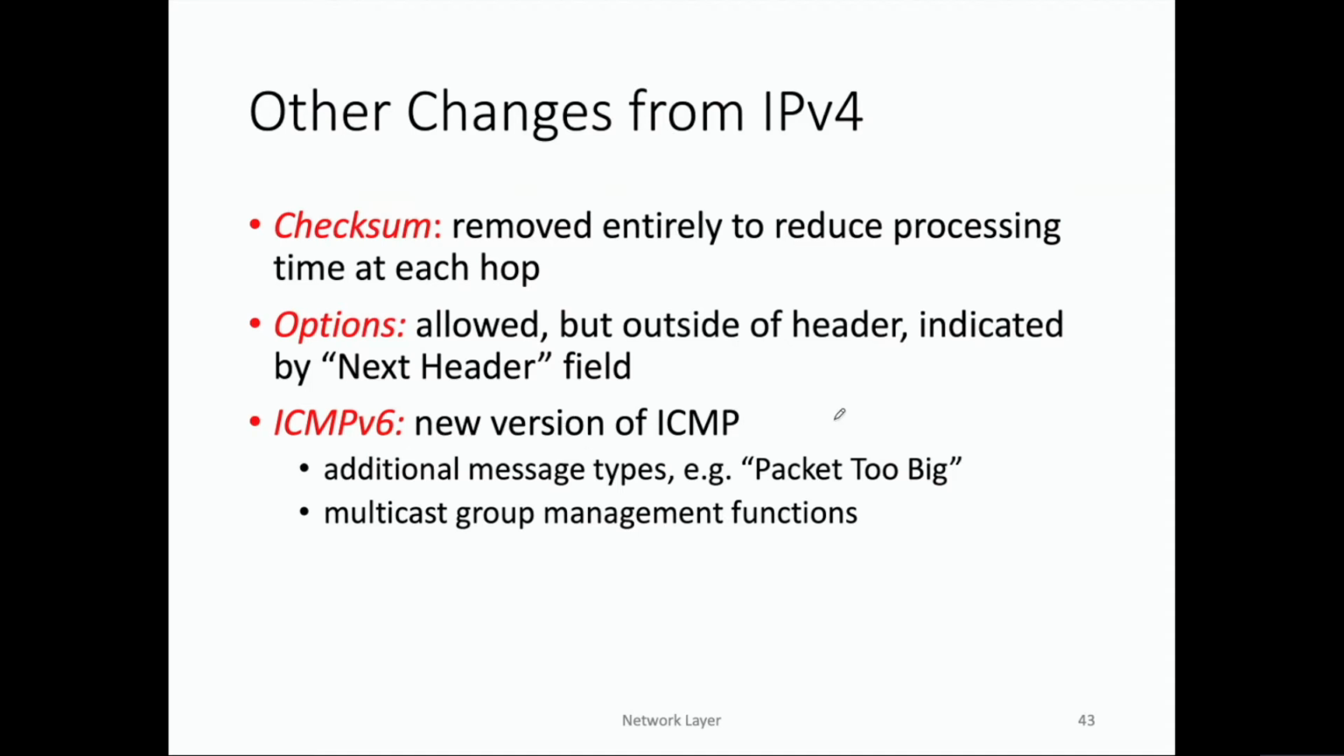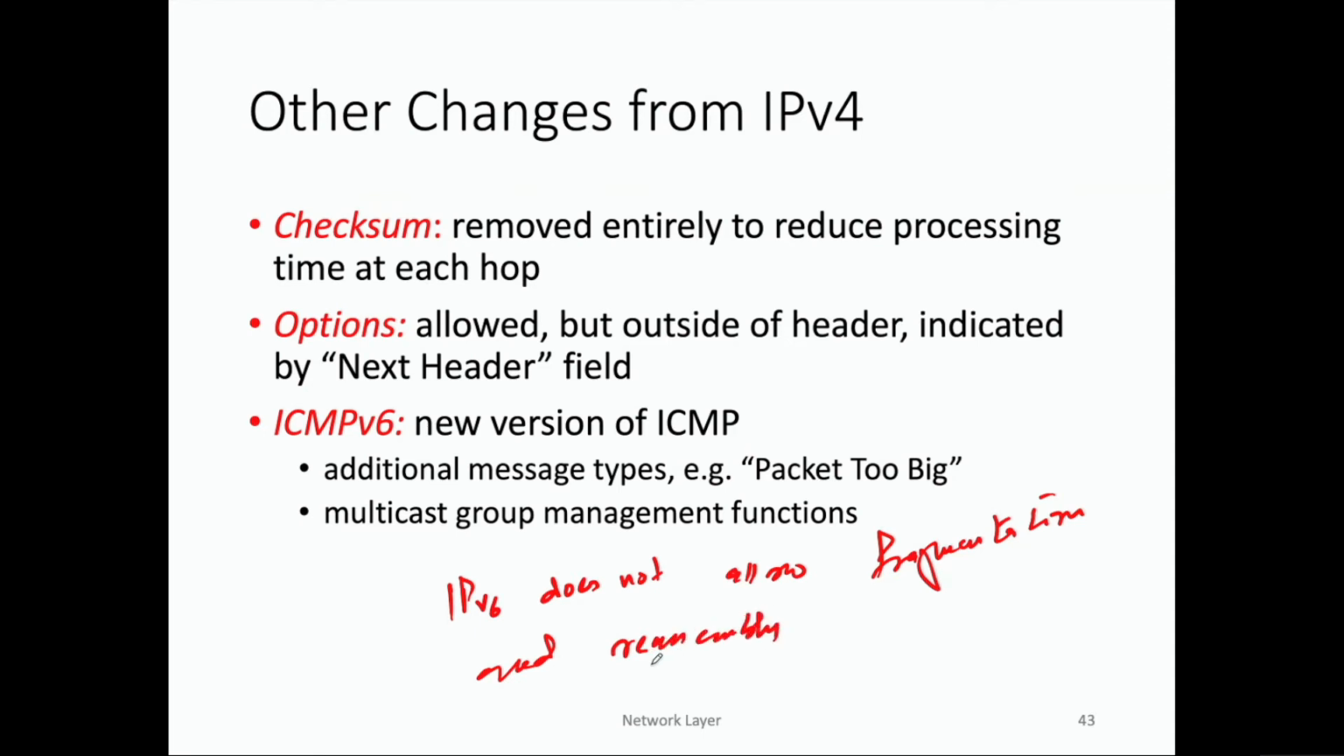And most importantly, IP version 6 does not allow fragmentation and reassembly. Right, so that's why we need to come up with a new version of ICMP, and that is ICMP version 6, where we have a new type of message that is packet too big.